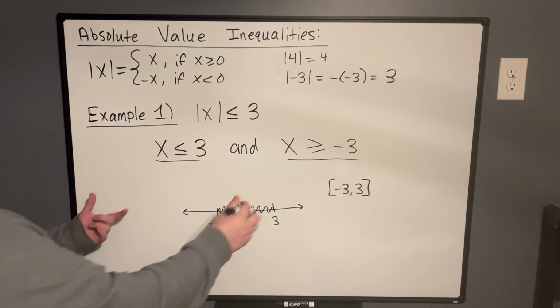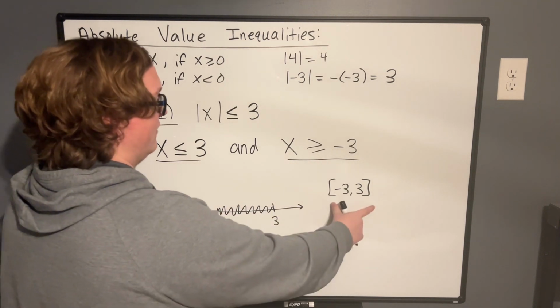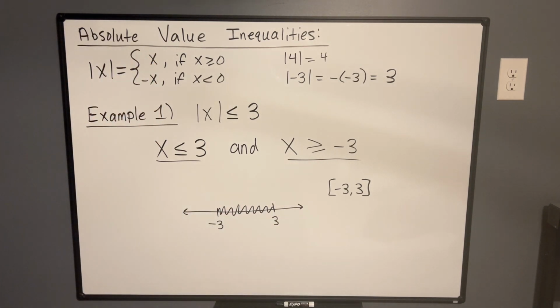We have this algebraic way, we have the number line, and we have interval notation. But yeah, this is the end of the first example. Let's go ahead and move on to another little bit trickier one.